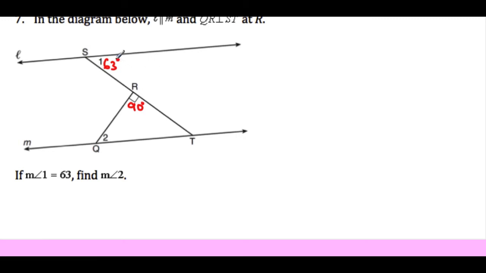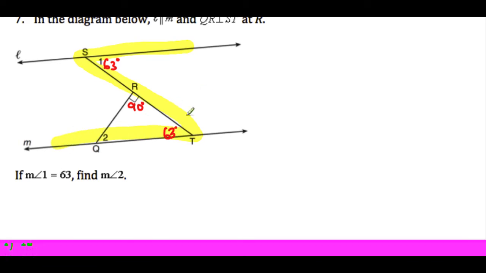Now, as soon as you realize that angle 1 is 63, given that this is a parallel line, what else do you realize? That's right, this angle is also 63 because they are alternate interior angles. You see, sometimes you can look at the alternate interior angles by writing down the Z. In this case, it will be a backwards Z, and then those are the same angles.